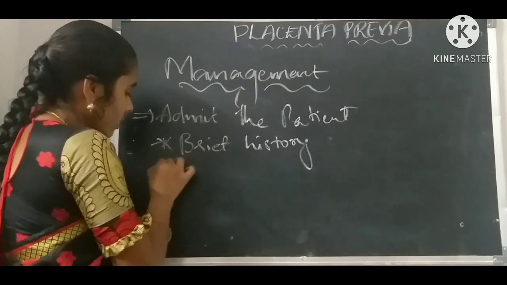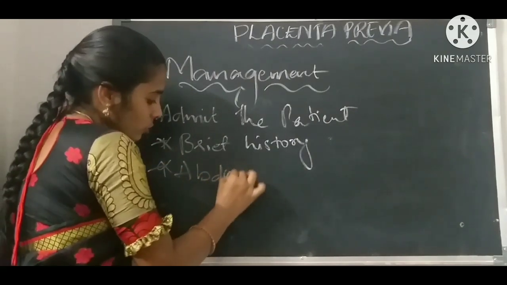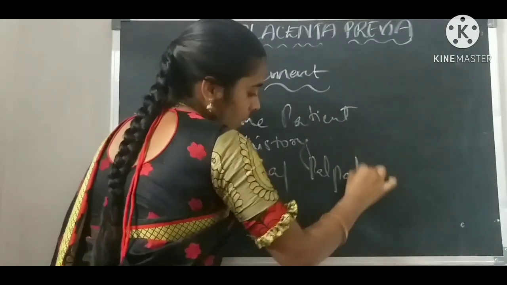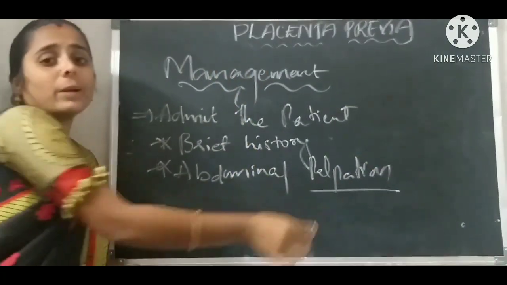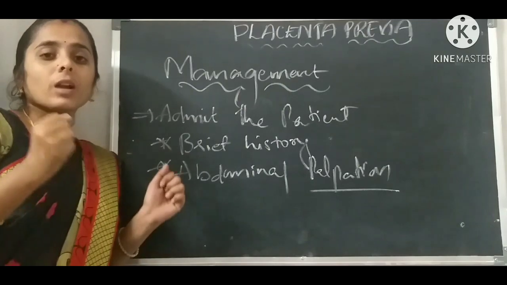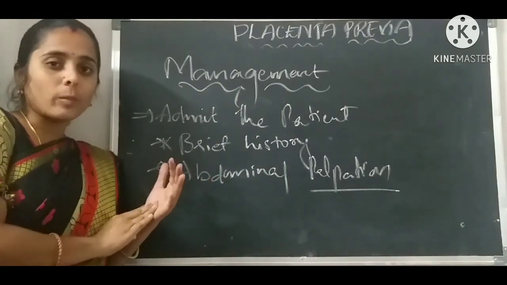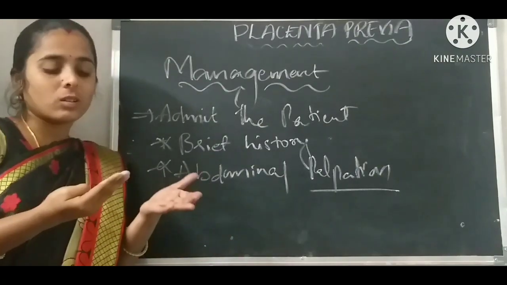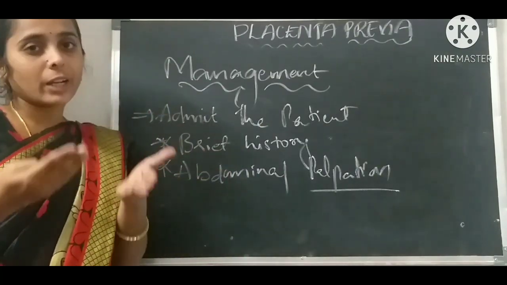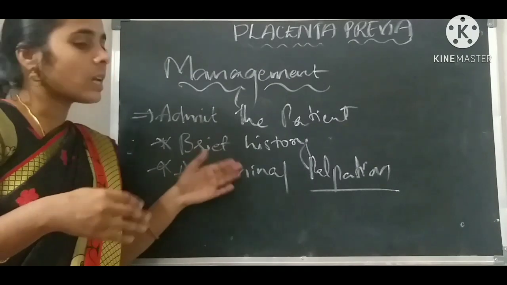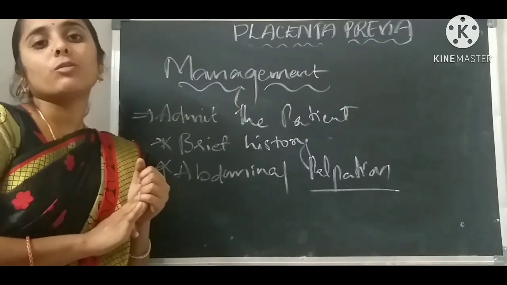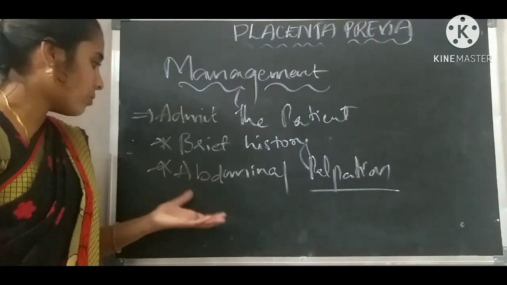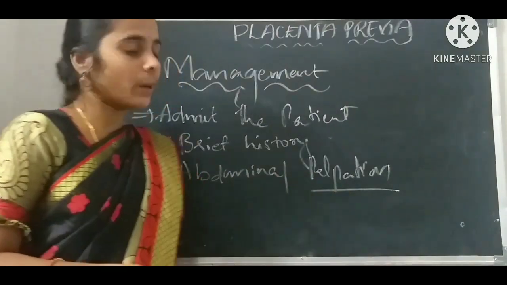The next one is abdominal palpation should be done. What is palpation? With the help of our fingers we touch the abdomen. Why is it done? To determine the lie of the fetus. By doing this abdominal palpation, we are able to find where the fetus is present. So for that sake we are doing the abdominal palpation.